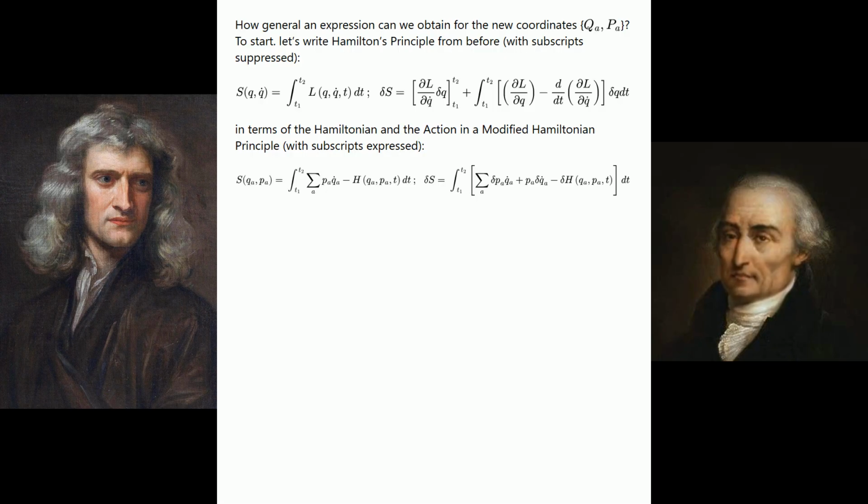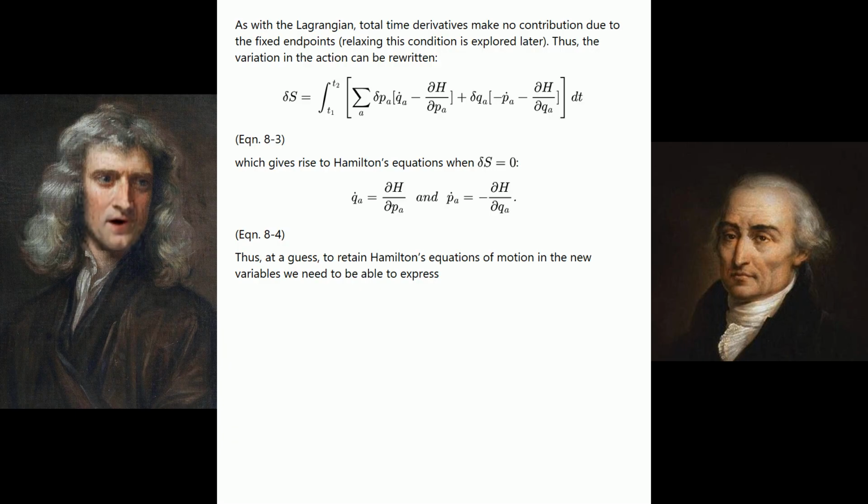To start, let's write Hamilton's principle from before, with subscripts suppressed. See the next equation, in terms of the Hamiltonian and the action in a modified Hamilton's principle, with subscripts expressed. See the equation shown. As with the Lagrangian, total time derivatives make no contribution due to the fixed endpoints. Relaxing this condition is explored later. Thus, the variation in the action can be rewritten. See equation 8-3, which gives rise to Hamilton's equations when delta S equals 0.